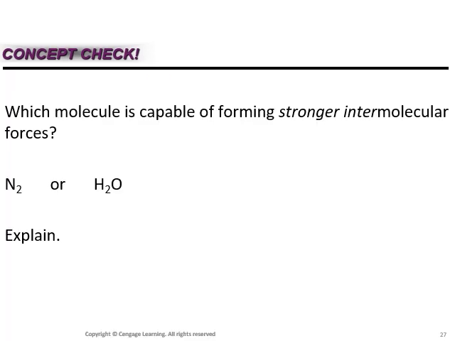Next slide. All right, another concept check. Which molecule is capable of forming stronger intermolecular forces? So N2 can't really do much of anything, right? It can't even really form London dispersion forces because it's not big enough, whereas H2O can form what kind of intermolecular forces? So think about it. Hydrogen bonds, right? Remember, they can only be formed when you've got N, O, or H, like water here, or NH3 or HF. Those are the only things that can form hydrogen bonds. So the answer here is going to be H2O.